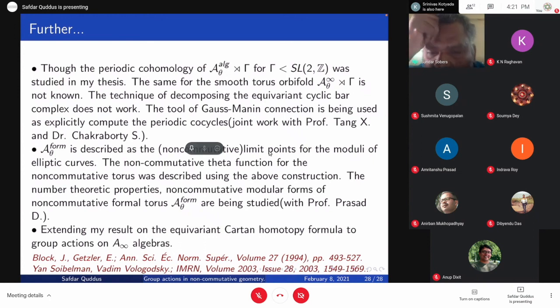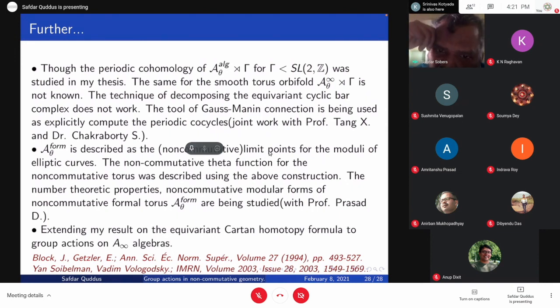And you have these results also for Z2, Z3, Z4, Z5, Z7, I think. Those four cyclic groups, right? So is the computation different for each cyclic group, or is it a case by case analysis?